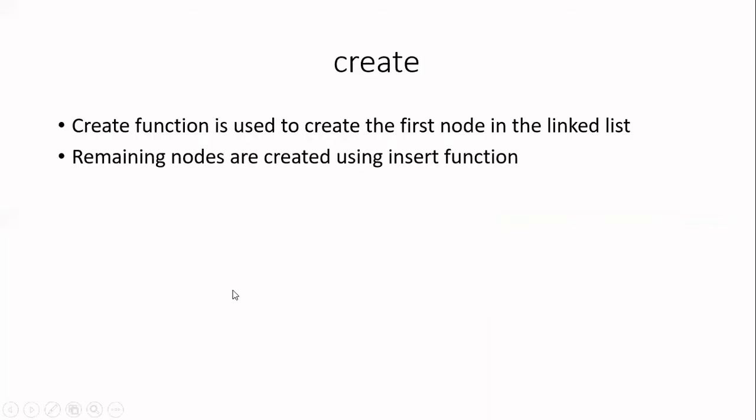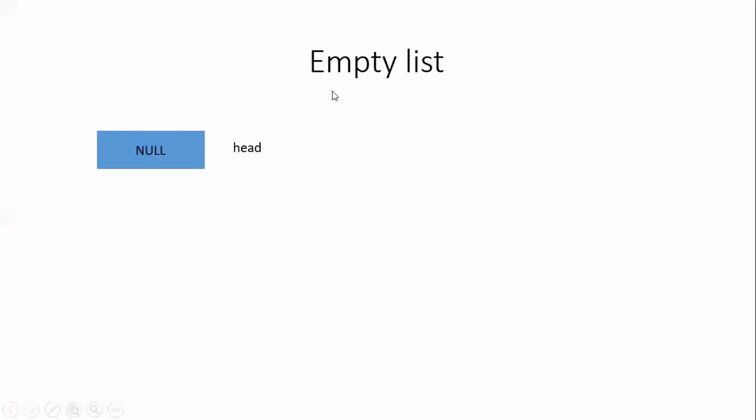Now let us see what is create and how to write program for create. So what is the meaning of create? Create is nothing but this function is used to create the first node in the linked list. You started with the empty linked list. Now you create the first node. And remaining nodes will be created by means of insert function only, not by create function. Now let us see how this works. When you start, your linked list is empty. So in my program, I have declared head is equal to null.